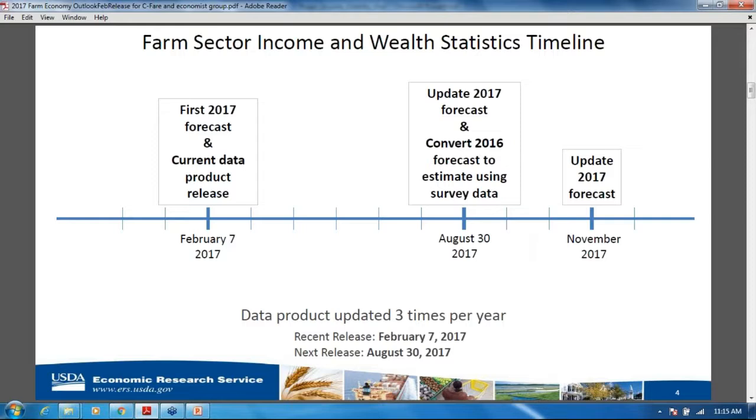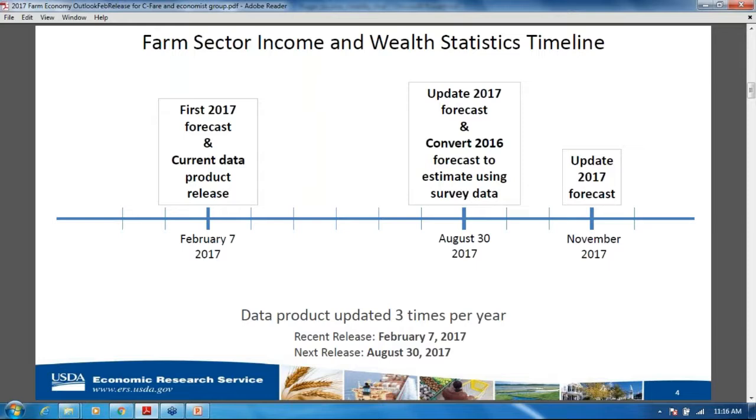Here's a timeline of when we release the data. This is specifically for 2017, but the general idea works for most years. So in February, and in this year on February 7th, we released our first forecast for 2017, and this is the most up-to-date farm financial information for this data product.